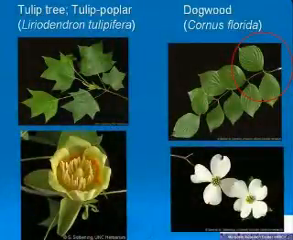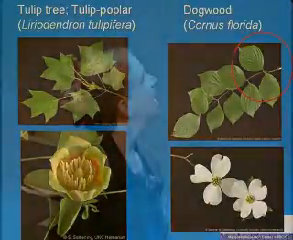So, some pretty images to hopefully get your attention. On the left are two images of the tulip tree, also known as the tulip poplar. And this tree is one of the oldest species known. It's indigenous in North Carolina. And on the right is dogwood, also known as the flowering dogwood. Got the plant and the flower. And this is the state tree and the state flower of North Carolina.